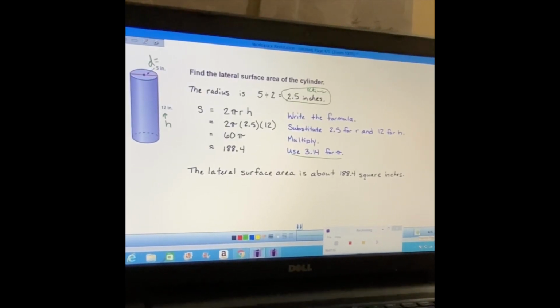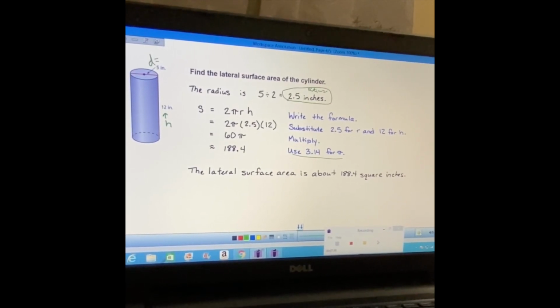That's it, guys. We are at the end. Okay, so when you go to do your homework tonight, please pay attention to what they're asking for. Okay, so like 12 through 14, they want you to find the lateral surface area. But you need to pay attention to 15, 16, 17, and 20, because some of those they are asking for surface area. Okay, so make sure that you know the difference between lateral surface area and surface area.